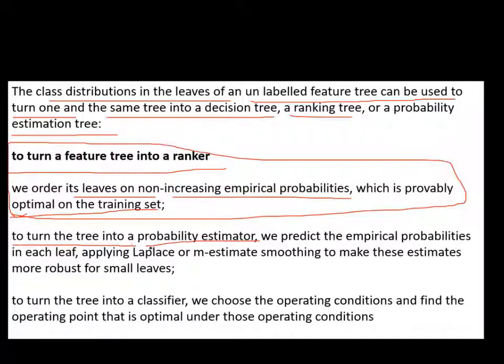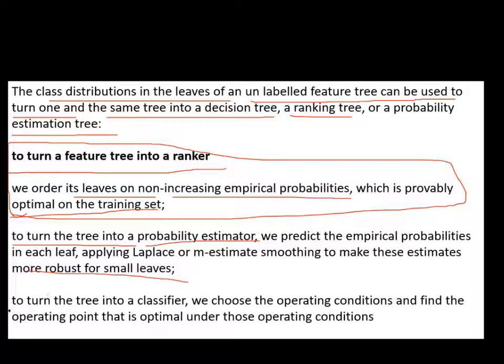To turn the tree into a probability estimator, we predict the empirical probabilities in each leaf, applying Laplace and m-estimate smoothing to make these estimates more robust for small leaves. So we can easily turn the tree into a probability estimator by predicting the empirical probabilities in each leaf, estimating probabilities by applying Laplace smoothing. In this way it can easily be converted into a probability estimator.